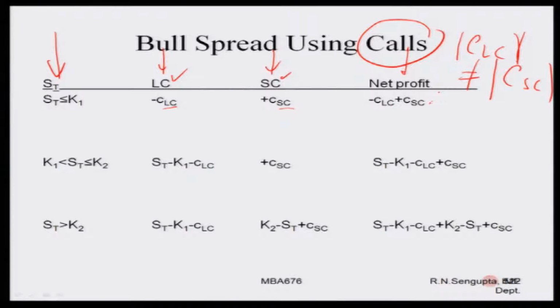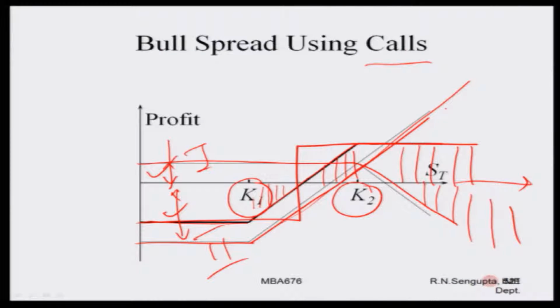So, for ST less than K1, your value for the LC is the minus value which you have paid. For the short, you have basically sold, so you will get some money, and the net profit would be the difference of the values. If you go back to the slides again, this is the negative value. It could be positive also, depending on whether CSC and CLC are positive or negative, whichever is greater.